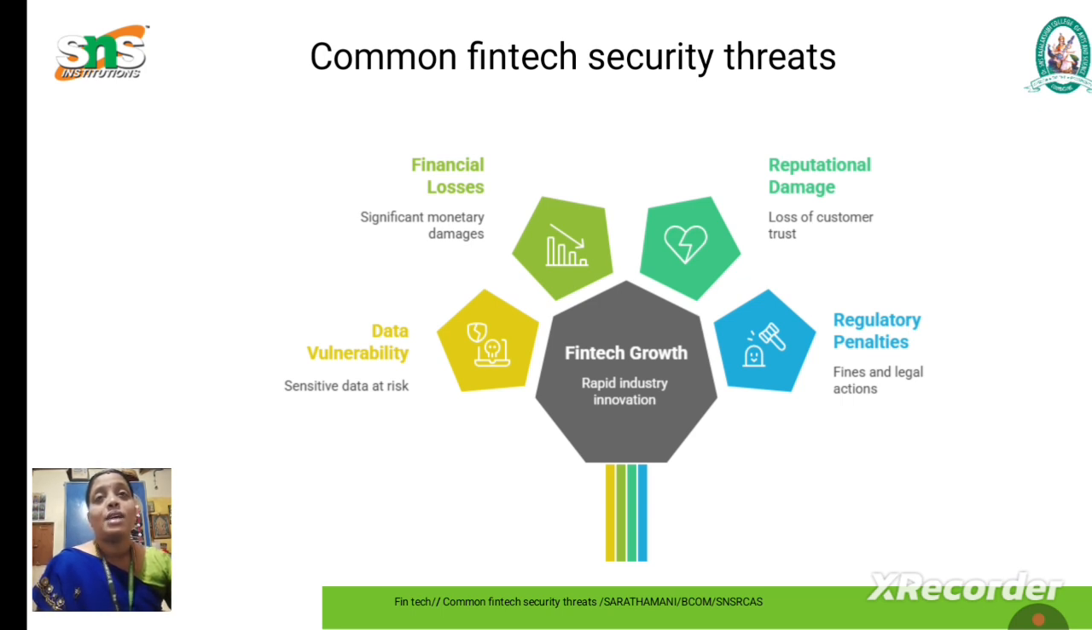And the last one is third party risks. Financial companies often rely on third party vendors for various services such as data storage, payment processing, and customer support. However, these third party vendors can introduce security risks if they do not have adequate security measures in place. That can lead to data breaches, service outages, and financial losses.